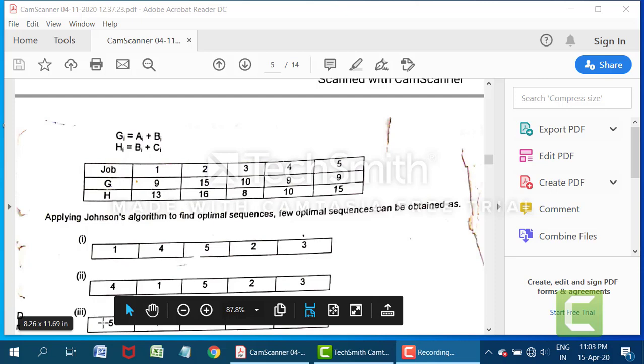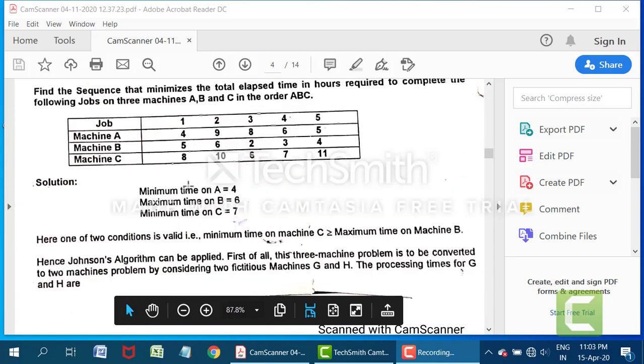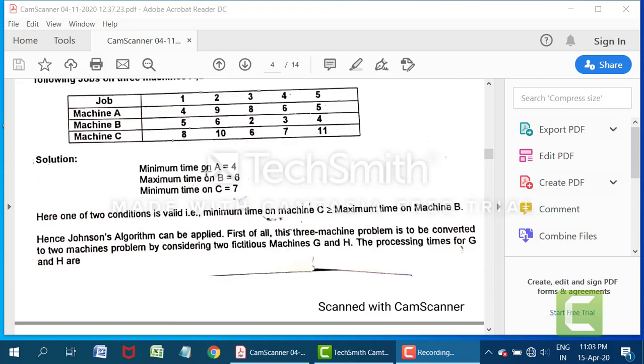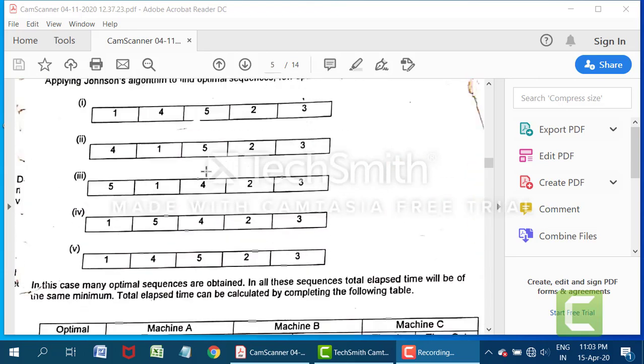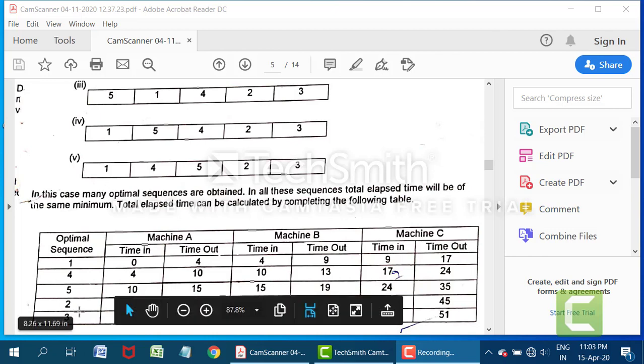This particular data is used only to find the best sequence. Once the best sequence is found out, if alternatives are there, any one sequence you can follow. So here the last sequence is followed. Once the optimal sequence is written in this table, you should consider the processing times on the original machines: machine A, machine B, machine C.